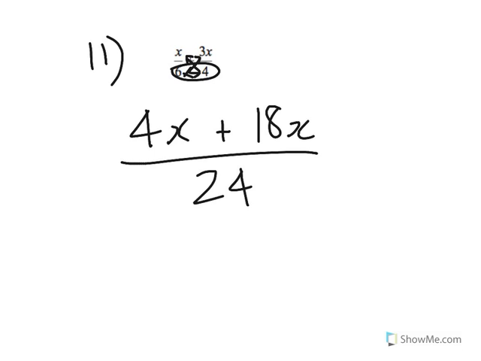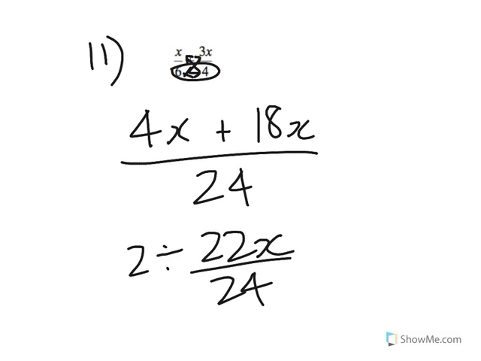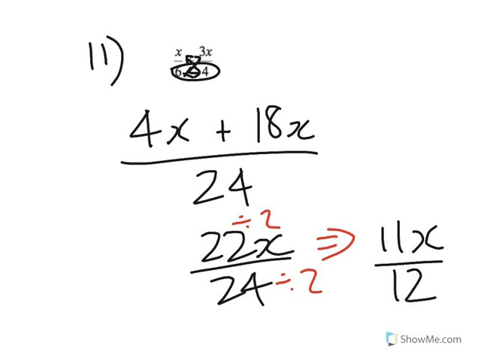So 4x plus 18x will give you an answer of 22x. So 22x over 24. Now 22 and 24 are both divisible by 2. If I divide the numerator by 2 and the denominator by 2, this is going to simplify to 11x over 12. And that's the simplest form.